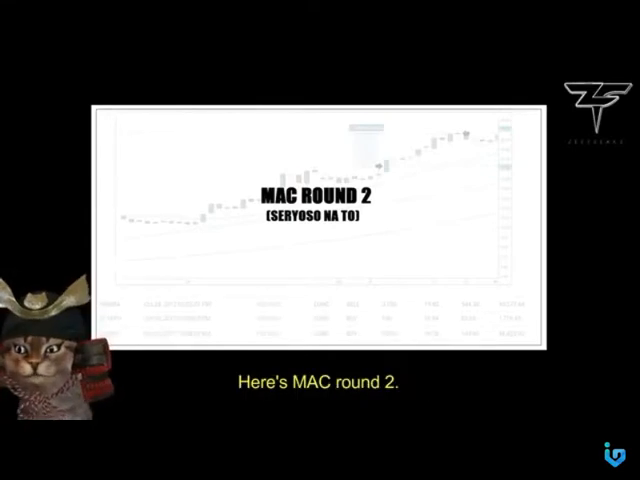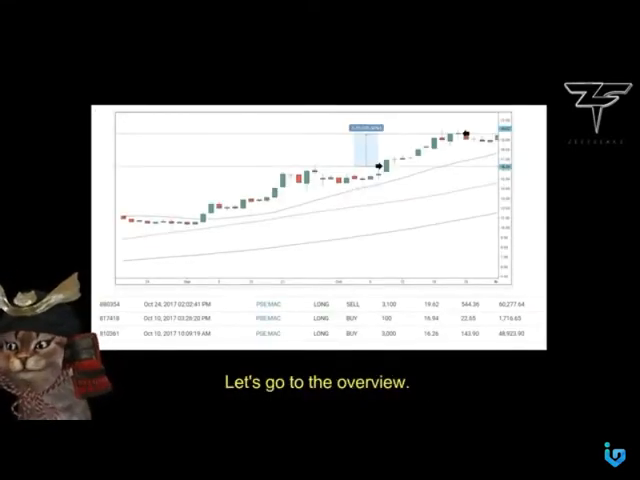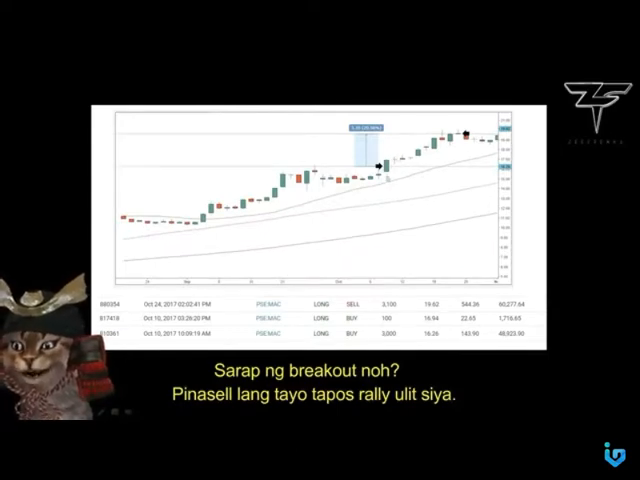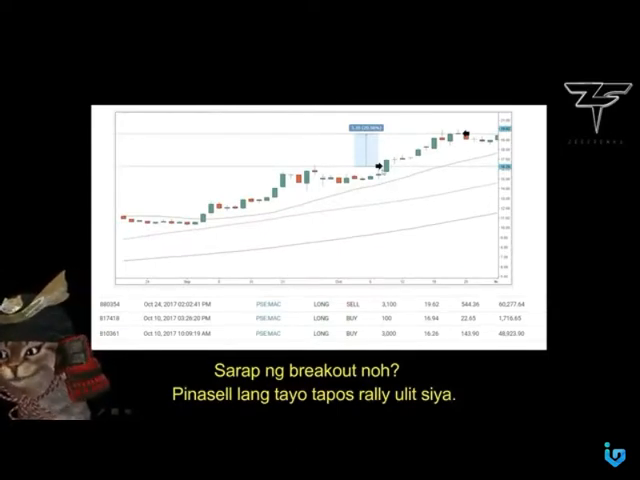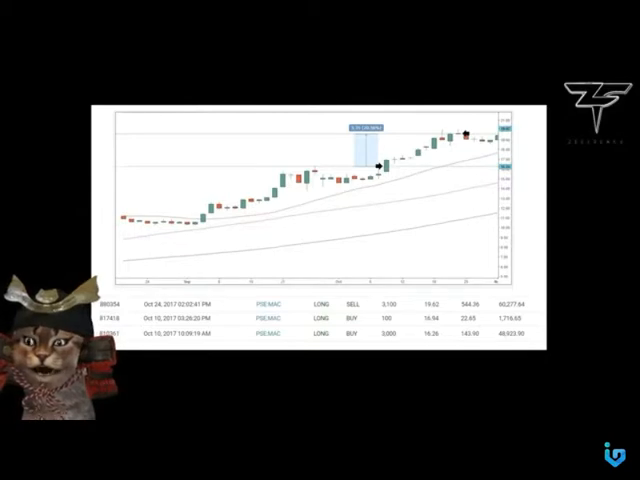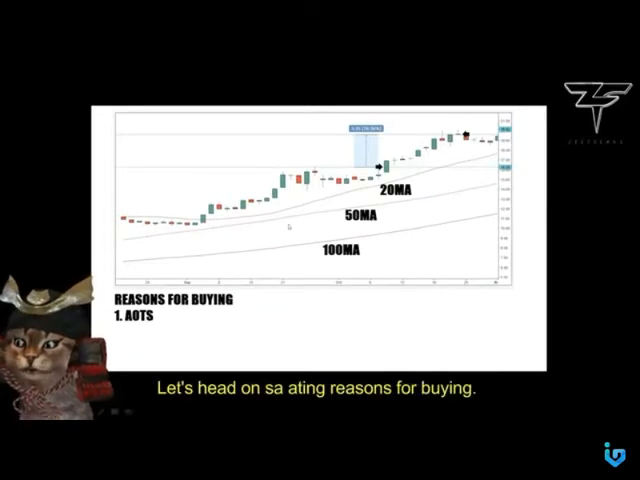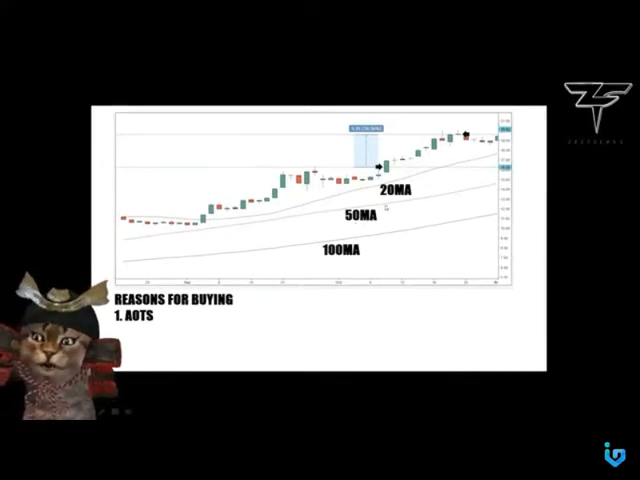Here's MAC round 2. Let's go to the overview. Sarap ng breakout, no? Pinasell lang tayo. Ayan, no? Pinasell lang tayo, tapos rally ulit siya. So on this particular trade, may 20% return tayo. Let's head on sa ating reasons for buying.